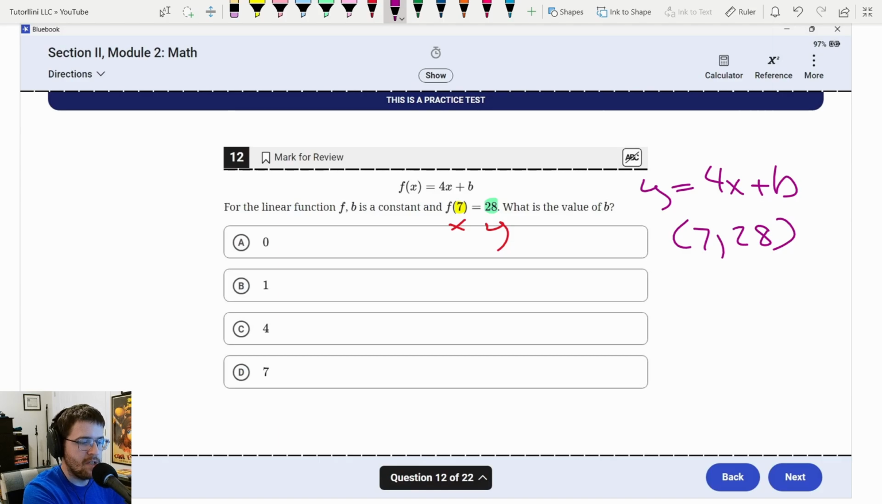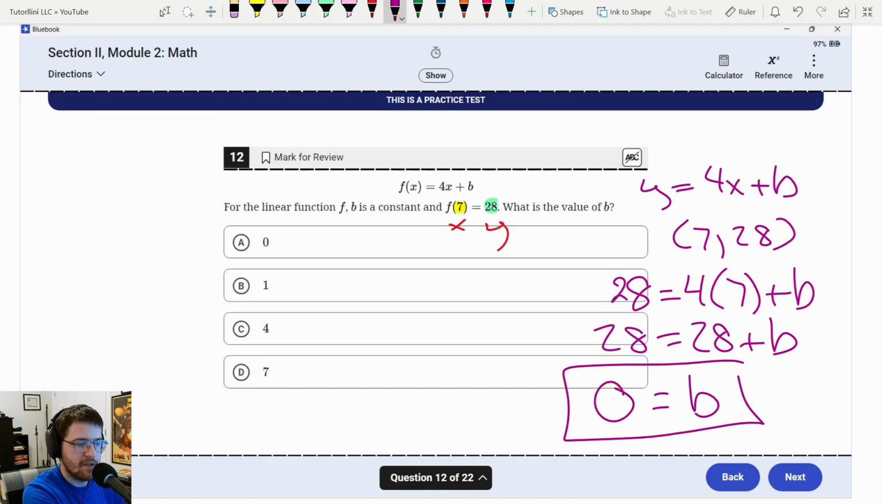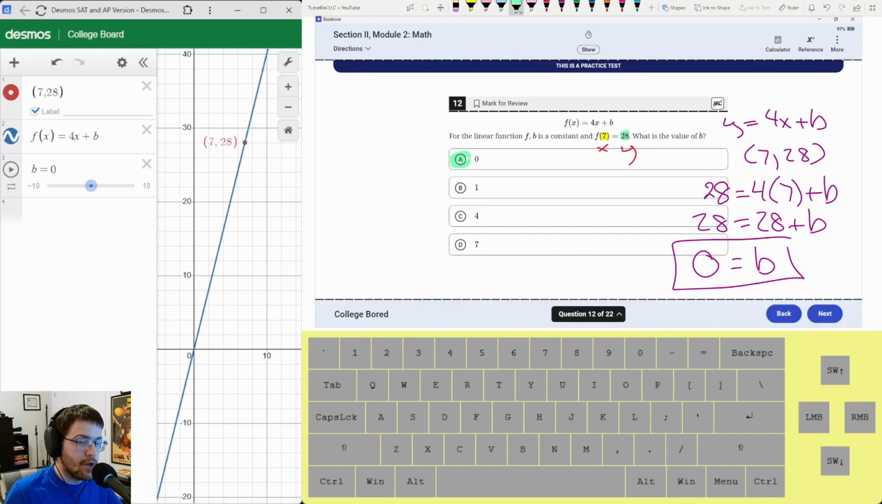So now we put in 7 for x and 28 for y, and I get 28 equals 4 times 7 plus b. I get 28 equals 28 plus b. Subtract 28 from both sides, and I get 0 equals b. That gives us answer choice A. Another really easy way to tackle this one would probably be to graph the point and then guess and check. I put in the answer, 0, so you see it goes straight through the point. But if you put in another value of b, it probably will not go through that point.